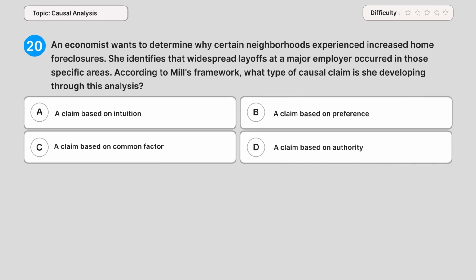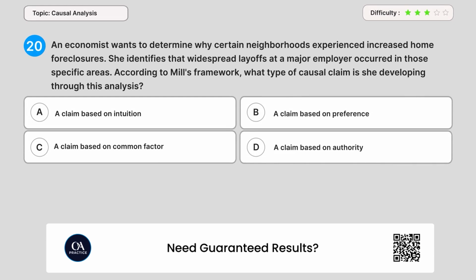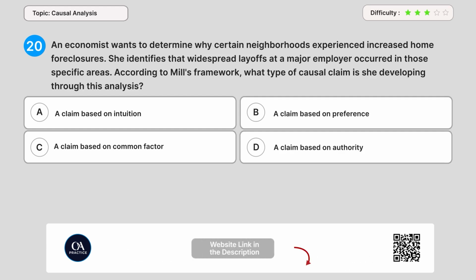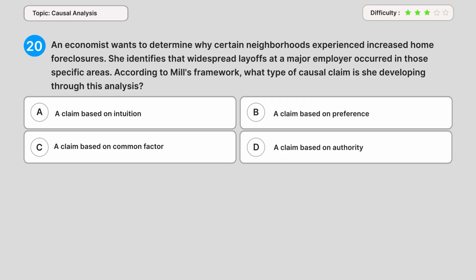20. An economist wants to determine why certain neighbourhoods experienced increased home foreclosures. She identifies that widespread layoffs at a major employer occurred in those specific areas. According to Mill's framework, what type of causal claim is she developing through this analysis? A. A claim based on intuition. B. A claim based on preference. C. A claim based on common factor. D. A claim based on authority.